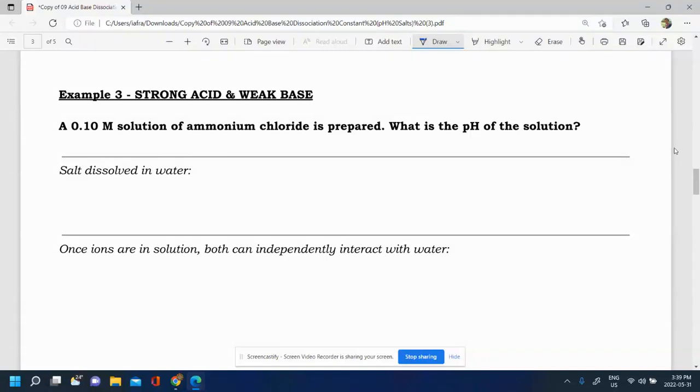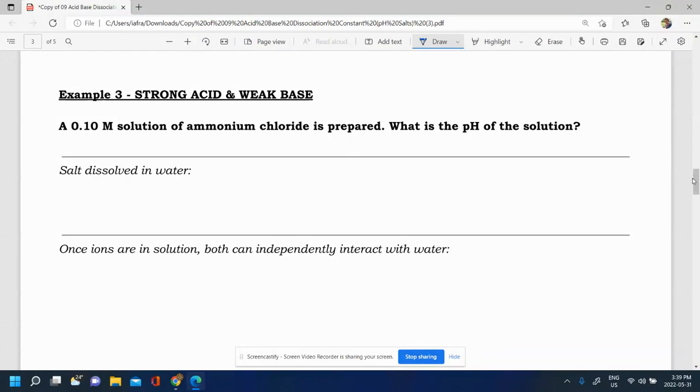In this video, we're going to take a look at the effect of having a salt that's made up of an ion from a strong acid and one from a weak base. And we're going to see what the effect is in water. We'll see what the pH is. So in the previous video, we saw the pH of a salt from a strong acid and strong base ended up being a pH of 7 because neither underwent hydrolysis.